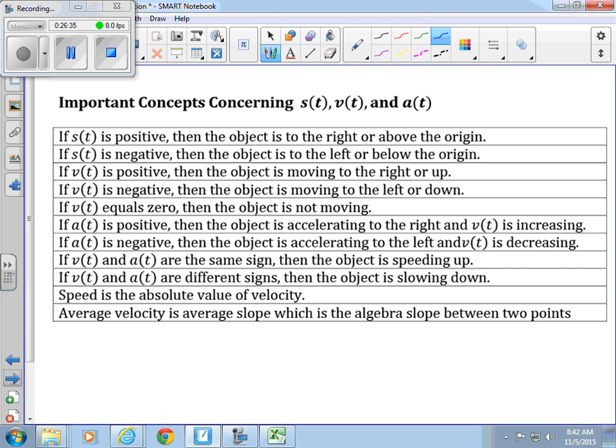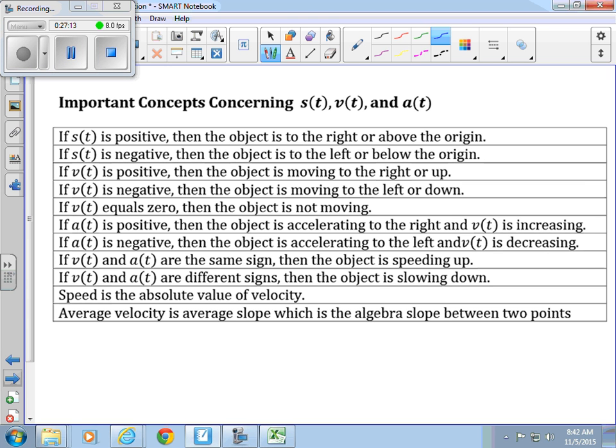If position is positive, the object is to the right of the origin. Or when we flip this and do objects that go up and down, it would be an object that is above the x-axis. So when position is positive, you are right of the origin or above the origin. If the position is negative, then you are left of the origin or below the origin. If velocity is positive, then the object is moving to the right, or moving up if you're doing a projectile going up and down. If velocity is negative, then the object is moving left or down.